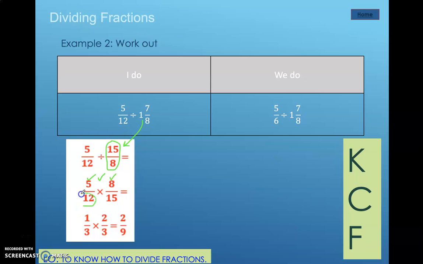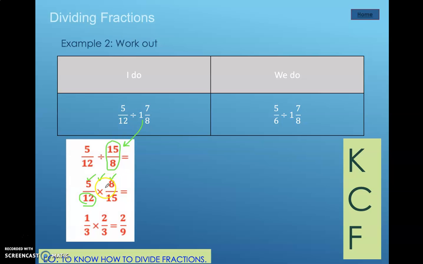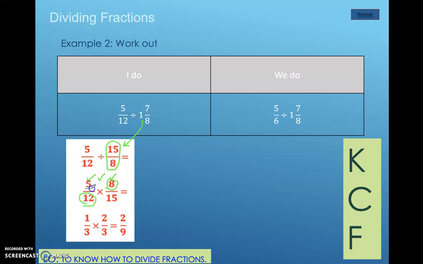So now we can do 2 cross simplifications. So we can do 8 and 12. And we can also do 5 and 15. So our 5 and 15 are both divisible by 5. So the 15 becomes 3 and the 5 becomes 1. So now we multiply the top by the top, which gives us 2, bottom by the bottom, which gives us 9. Now pause the video, spend 30 seconds trying to solve the we do.